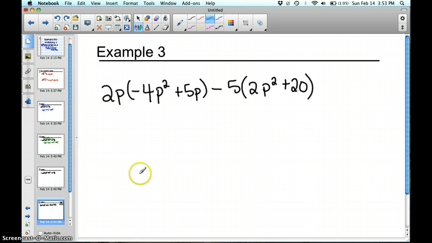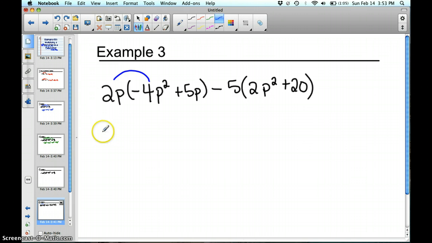All right, and then last example, example 3. This one's a little trickier. We have 2 different sets that we have to multiply to. So we're going to distribute twice, and then we're going to see if there's any like terms we can combine. So I'm going to multiply 2p times negative 4p squared.